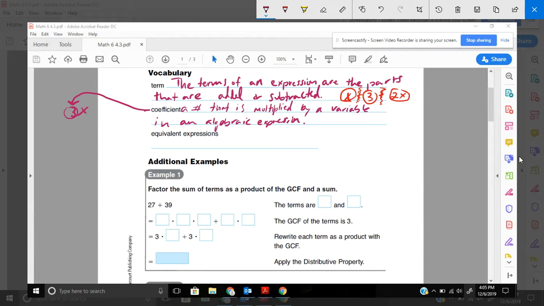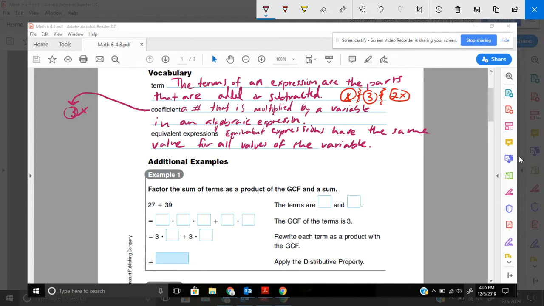And lastly, equivalent expressions. Equivalent expressions have the same value for all values of the variable. All right, so some new and maybe a little bit challenging vocab there, but again, we'll take it piece by piece.